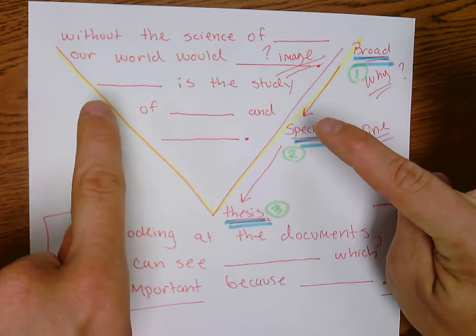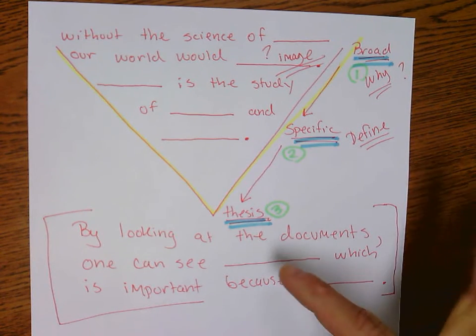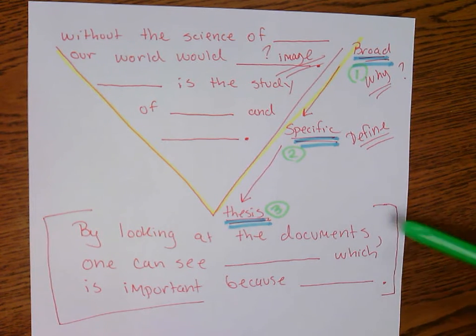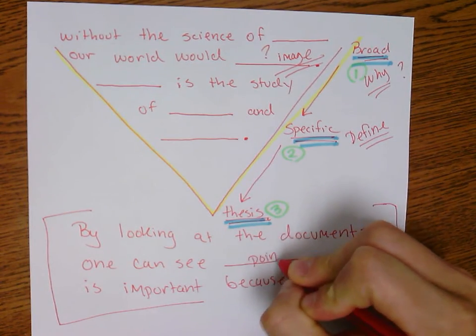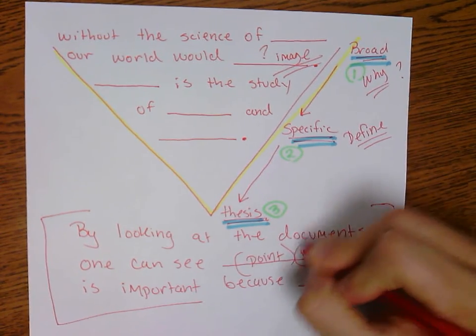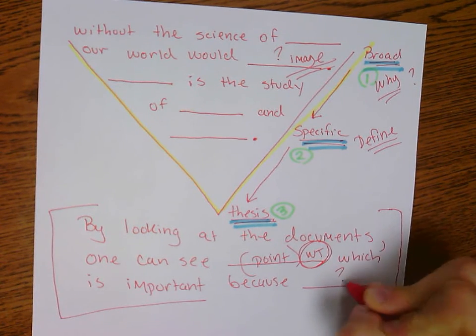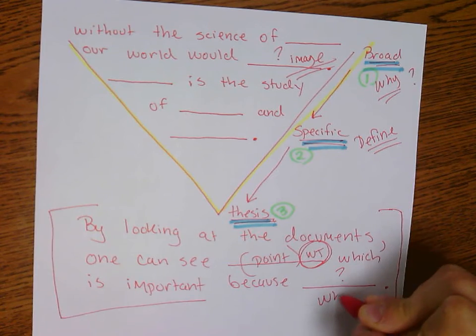And then finally, your thesis statement. Okay, Norcross has used this one a lot in years past. It's formulaic in nature, but it works. All right, and it goes like this. By looking at the documents, one can see, and then this is going to be your major point, right? Whatever you saw in the writing task, okay? One can see blank, which is important because now here you're basically saying why this is important.